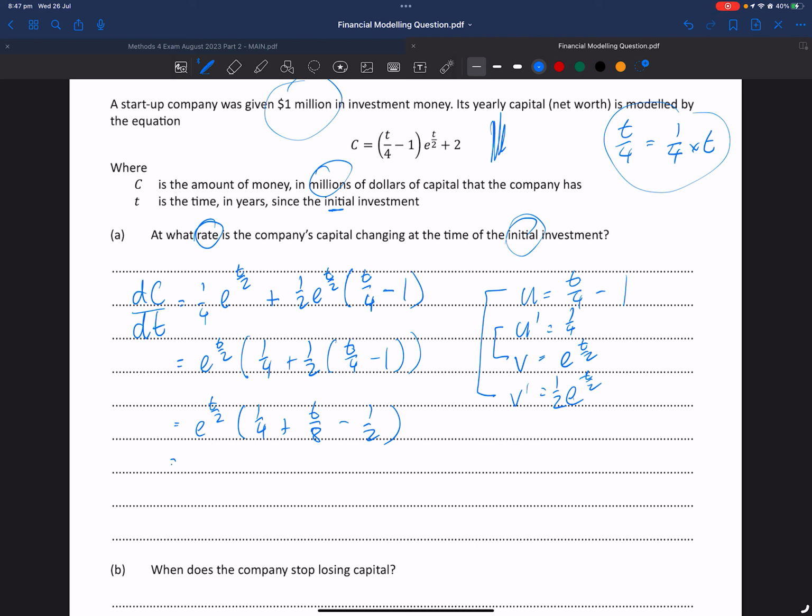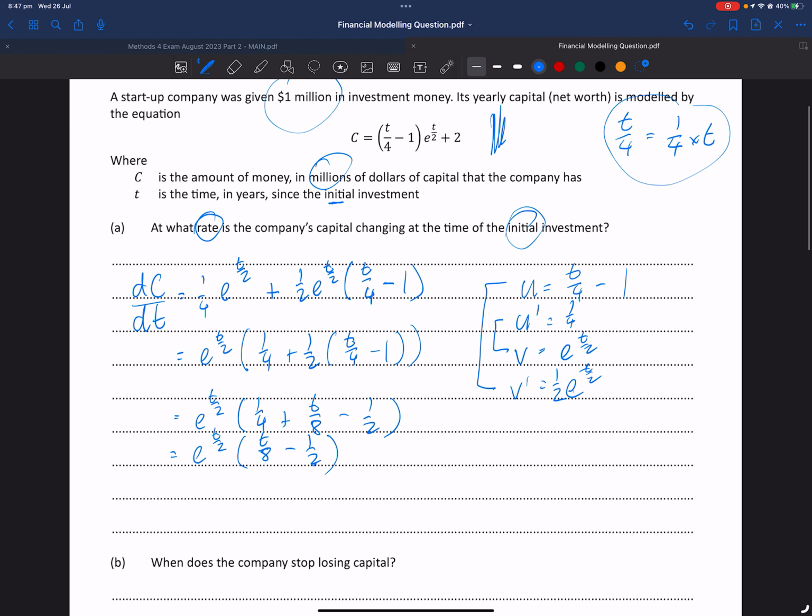And then I've got e to the t over 2. A quarter minus a half is minus a quarter, so I've got t over 8 minus a half. Maybe I should factorize this more. I'm not sure, but I'm just going to leave that there. And of course, I just made a mistake then. It should be minus a quarter. Okay, I'll leave it there, I think. And now I'm going to solve for 0.